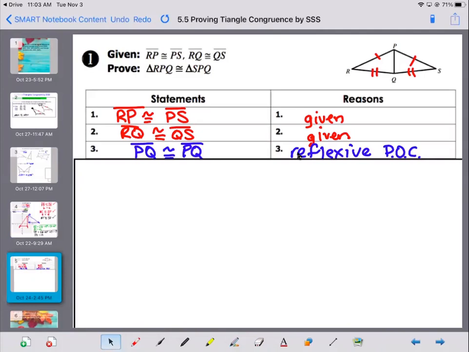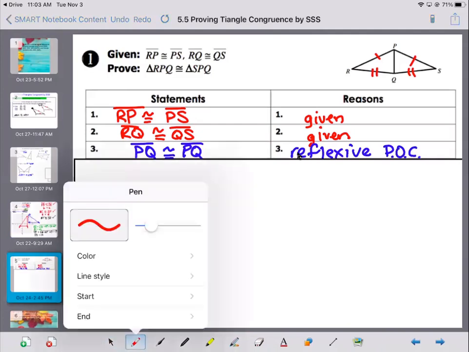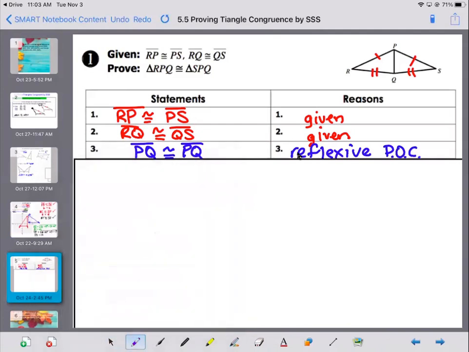So we're going to use this property a lot. So kind of try to wrap your mind around it. Anytime that they're sharing a side, you're going to write that side down twice, congruent to itself, and that's always the reflexive property. Okay, so do we have three sides now? Well, I would say we do, right? They share this third side. So we have three on the left, three on the right. These triangles are congruent now. So that's our last step, is to write that they're congruent.